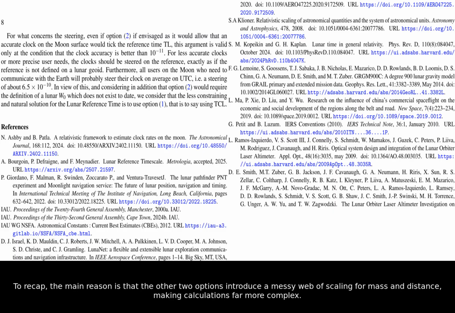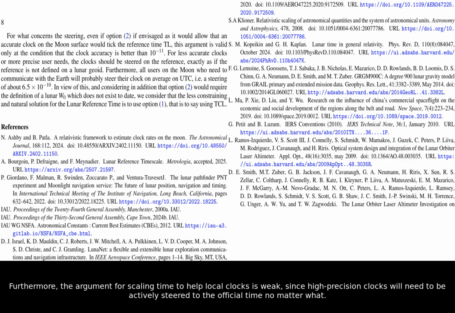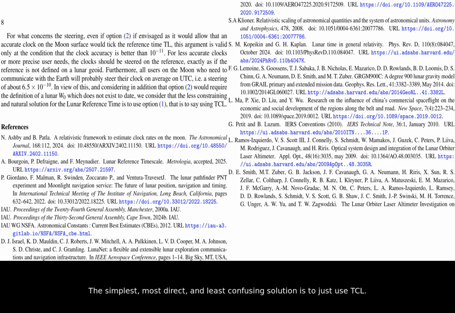To recap, the main reason is that the other two options introduce a messy web of scaling for mass and distance, making calculations far more complex. Furthermore, the argument for scaling time to help local clocks is weak, since high-precision clocks will need to be actively steered to the official time no matter what. The simplest, most direct, and least confusing solution is to just use TCL.